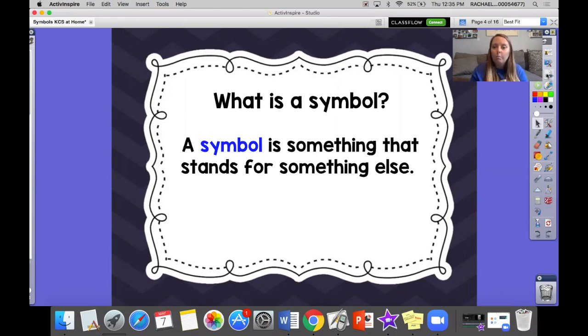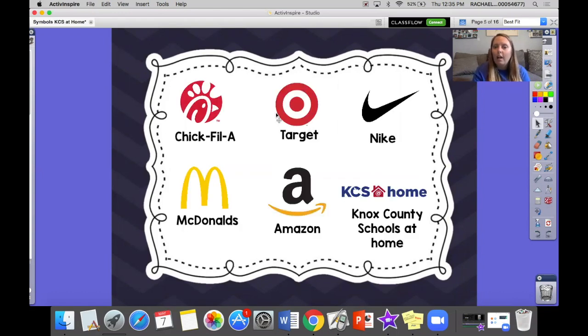So your school might have symbols for your school. The flags are symbols. We're going to go through a few different types of symbols you might see here in Knox County. One symbol I know that all of my students always recognize is the Chick-fil-A symbol. There's a Chick-fil-A near our school, and they know that if someone has a cup with this symbol on it, that stands for Chick-fil-A. One that I always recognize is the Target bullseye. When I see this, I know that there's a Target around or that something is from Target.